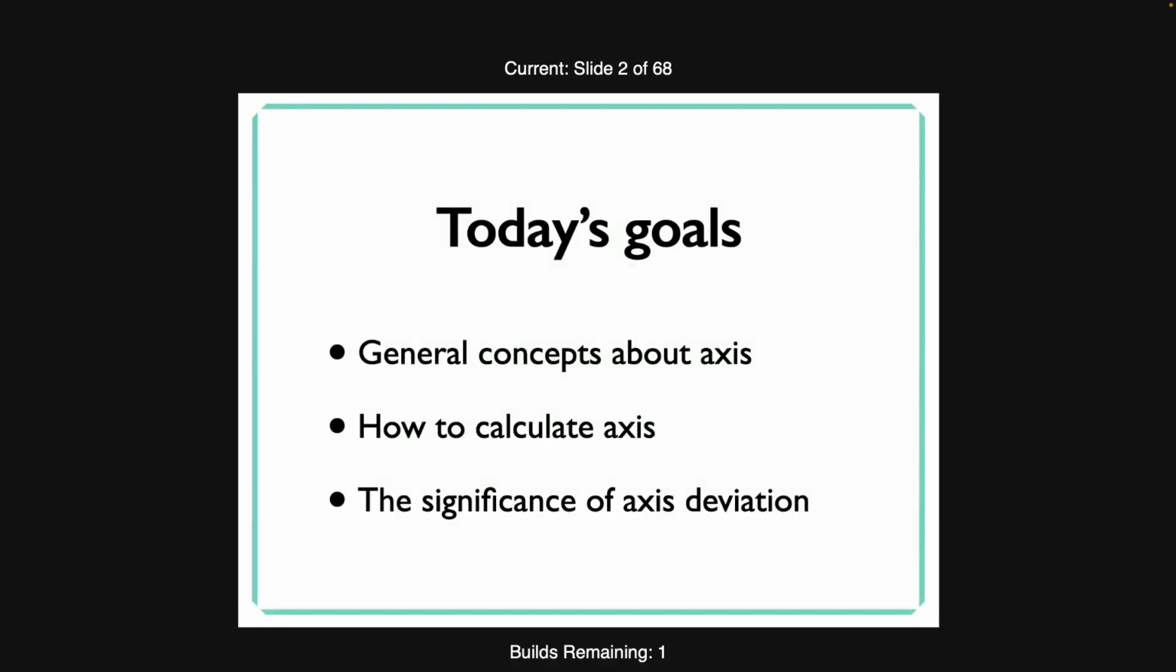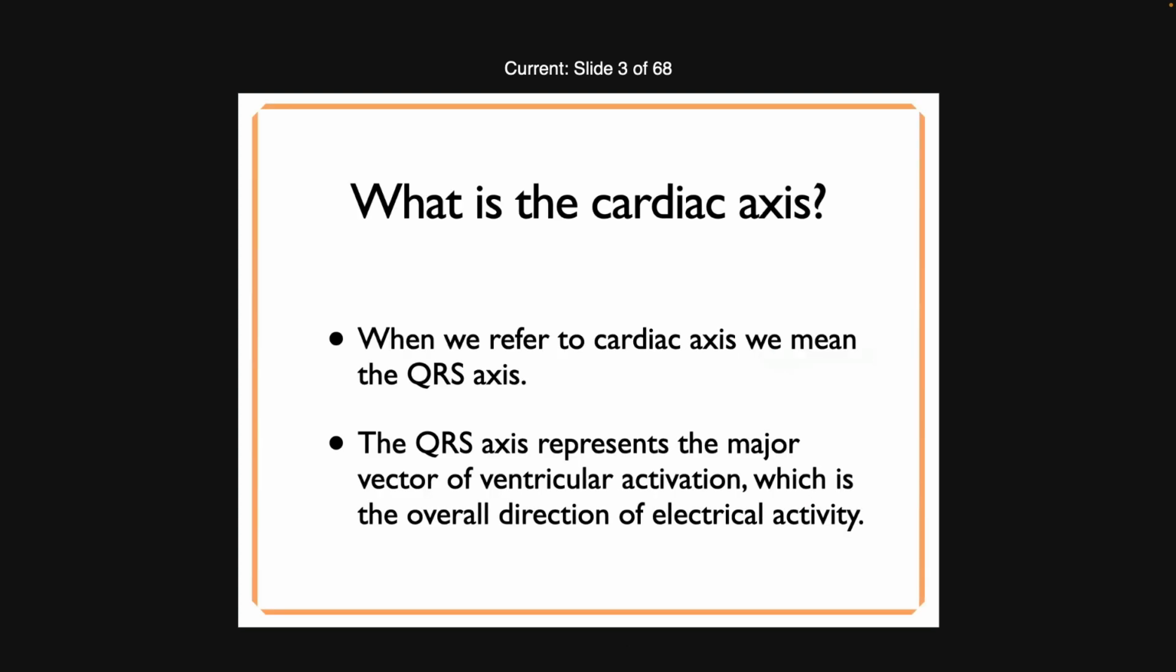So we're gonna start with general concepts about it, how to calculate it, and then the significance of learning about it. So first of all, what is the cardiac axis? When we refer to cardiac axis, first of all, we mean the axis of the QRS. There are other axes that really nobody cares about, as far as I know, but cardiologists. You can talk about the axis of the P wave. You can talk about the axis of the T wave. And I've never heard anybody mention that in the emergency department. So when we simply say cardiac axis, we mean the most common one, which is the QRS axis.